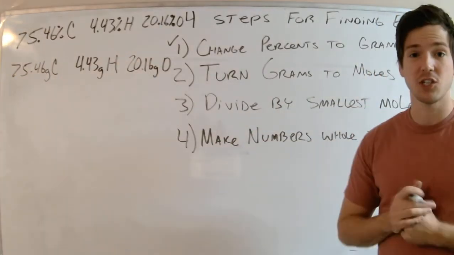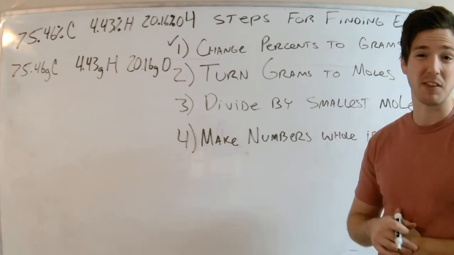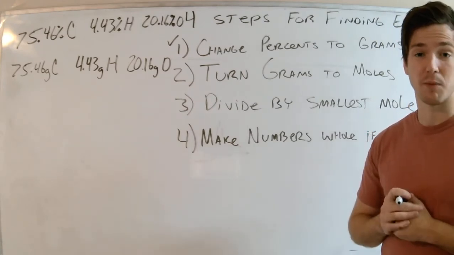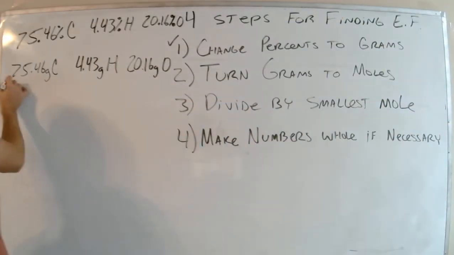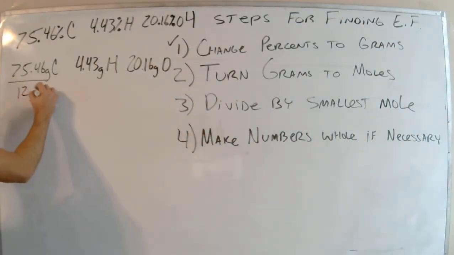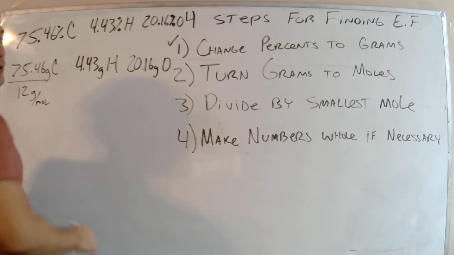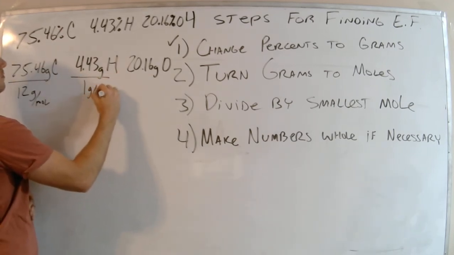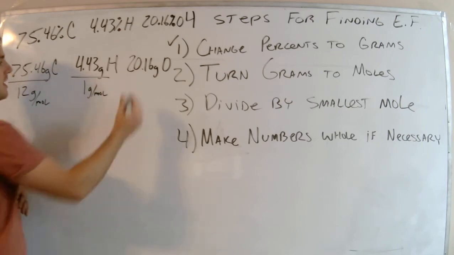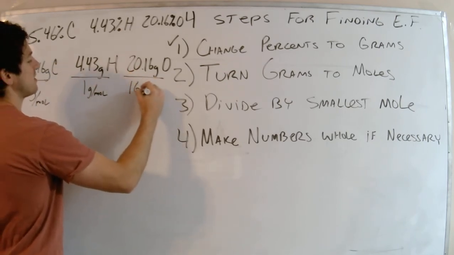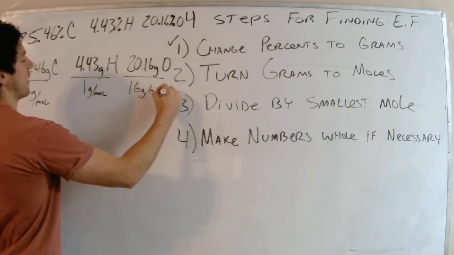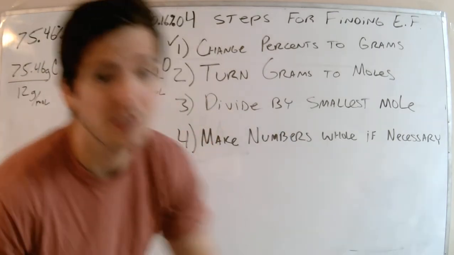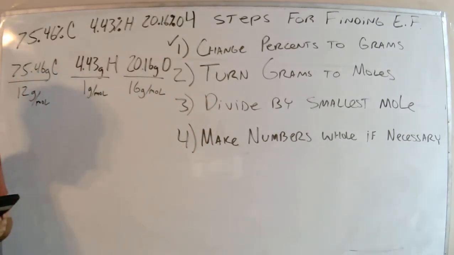Okay? And we should know how to do that, right? We just divide by the molar mass of all of our elements. So, carbon's molar mass is 12, so we're going to divide by 12 grams per mole. Hydrogen will divide by 1 gram per mole, because that's the molar mass of hydrogen. And oxygen will divide by 16 grams per mole. And now we should calculate all these out, and we should get our moles of each compound.